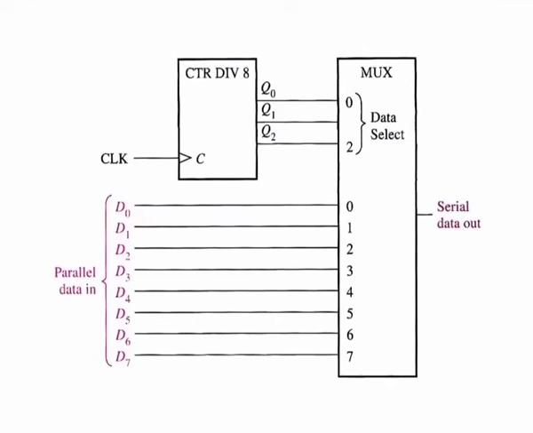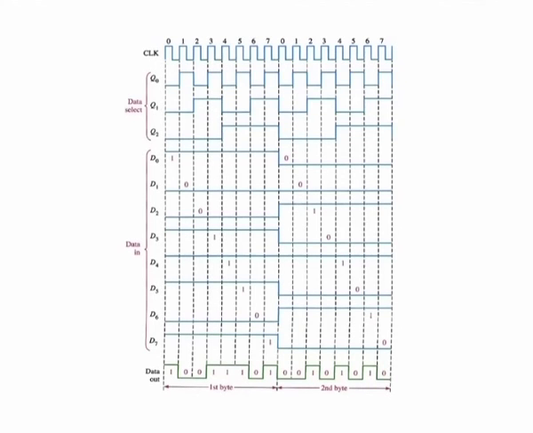Parallel to serial conversion is normally accomplished by the use of a counter to provide a binary sequence for the data select inputs of a data selector or multiplexer, as illustrated in this figure. The Q outputs of the modulus 8 counter are connected to the data select inputs of the 8-bit multiplexer. The timing diagram here illustrates the operation of this circuit.